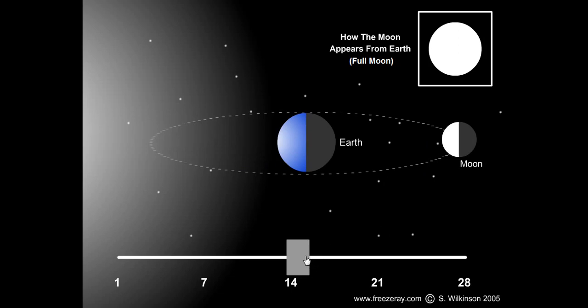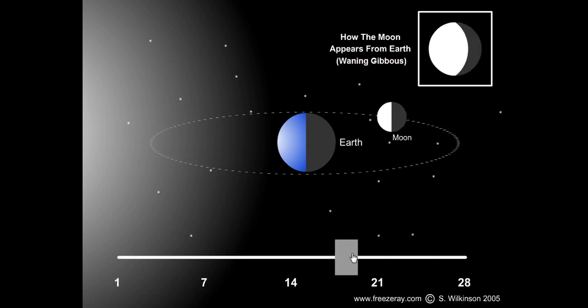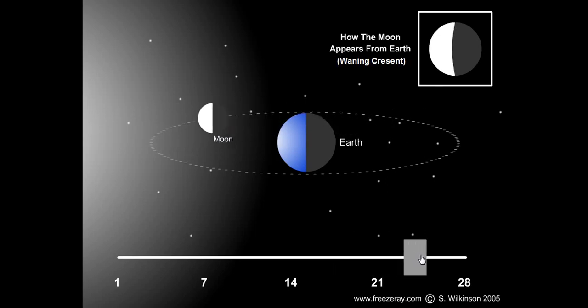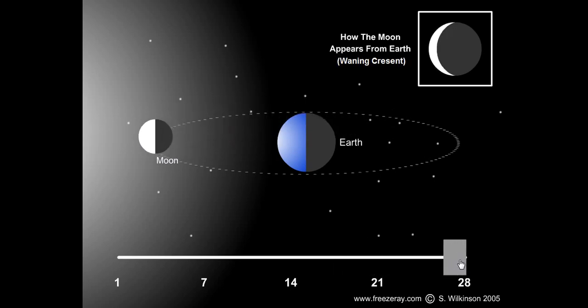As it rotates around further, we get a waning, getting smaller, until it finishes its 28-day cycle and we get back to entirely dark. So that's our new moon again.